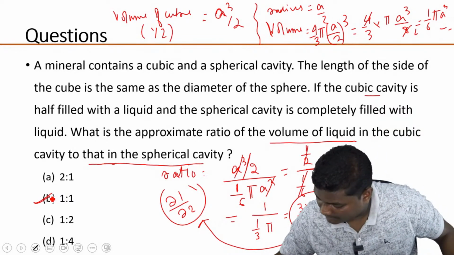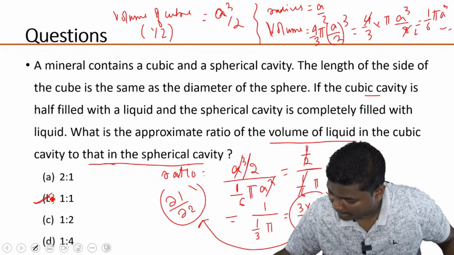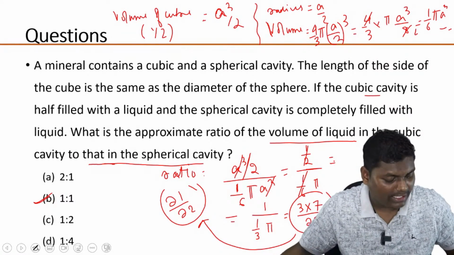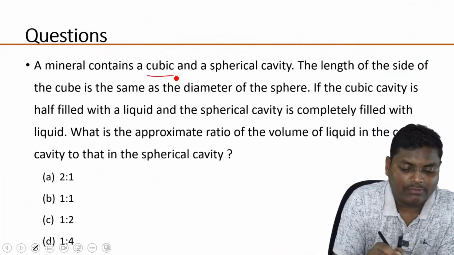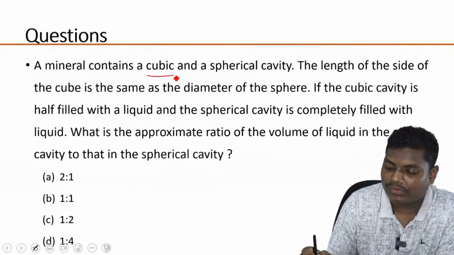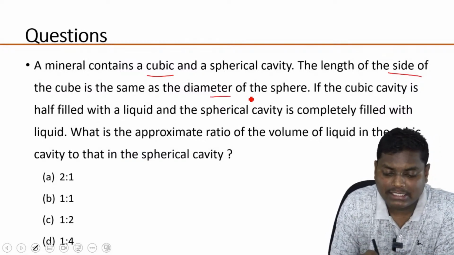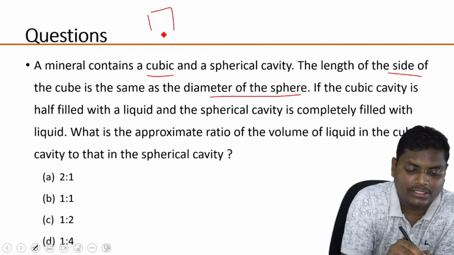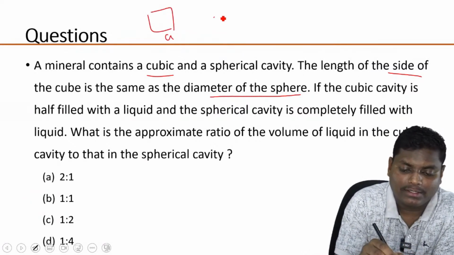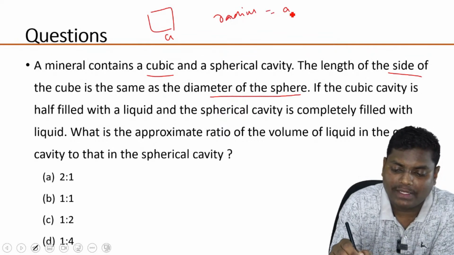Okay, Shubhra, I think you have missed something. Maybe I'll repeat what we have done in this question. Okay, so we have a cube here. In the question it is said, if you follow the question properly, the length of the side of the cube is the same as the diameter of the sphere. So if you consider the length of the side of the cube to be a, the radius for the sphere will be a by 2.